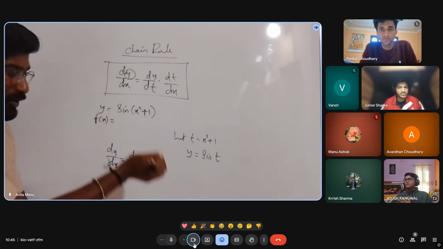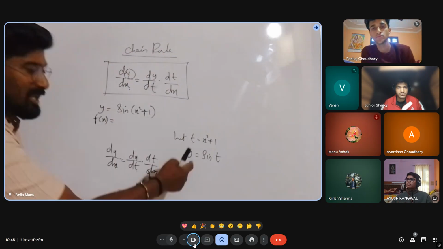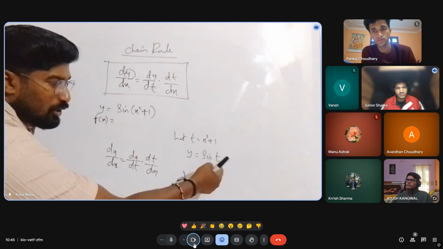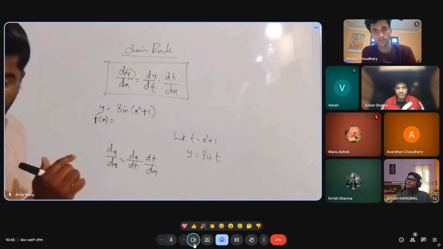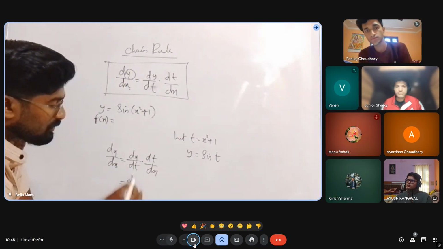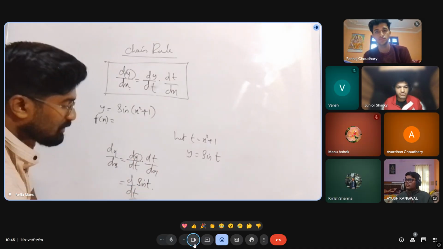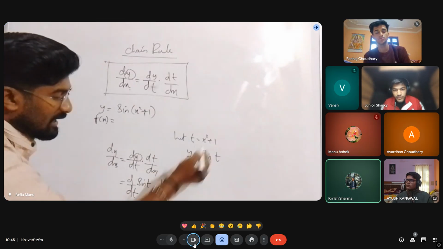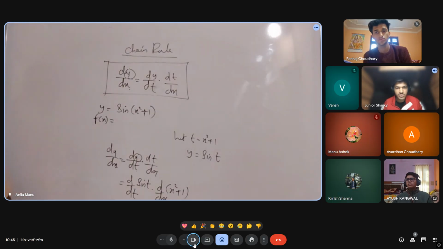So in composition, when you give substitution, you get y which contains variable t. So we can differentiate y with respect to t only. Then go to t. t contains variable x. So dt divided by dx. In the next step, just give value. d by dt of y, y is sine t, into d by dx of t. t contains variable x square plus 1. Got it? Understood?